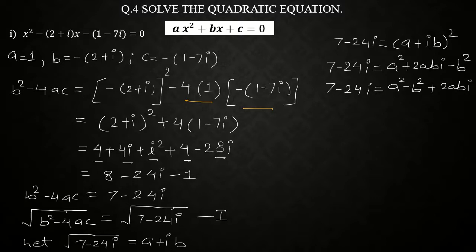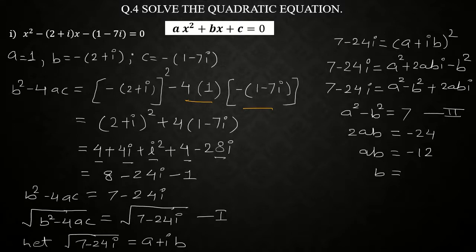which is imaginary. So now we are finding by equality of two complex numbers, a square minus b square is equal to 7, which we mark as equation number 2, and by comparing imaginary part with imaginary part, 2ab is equal to minus 24. So in the next step we get ab is equal to minus 12 by dividing both sides by 2. So instead of b we can write the answer as minus 12 divided by a, which we can consider as equation number 3.